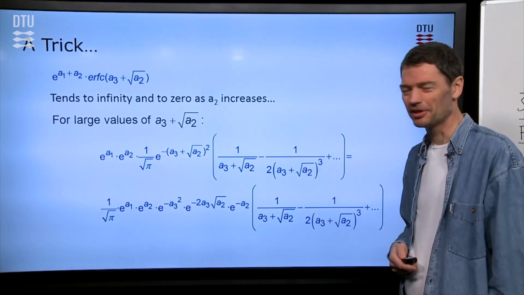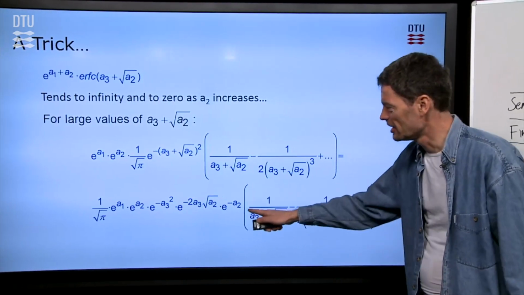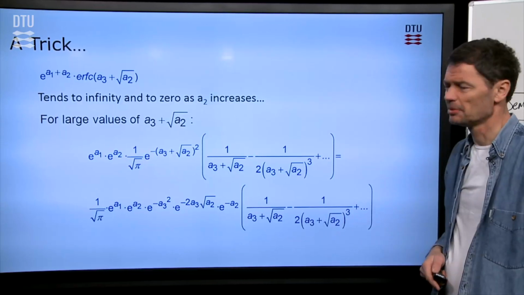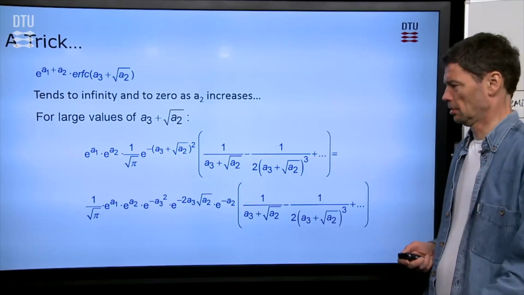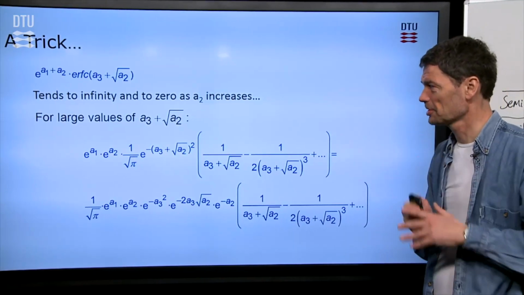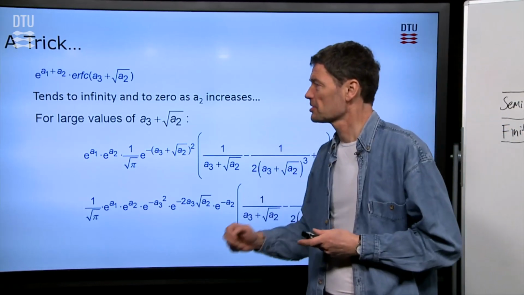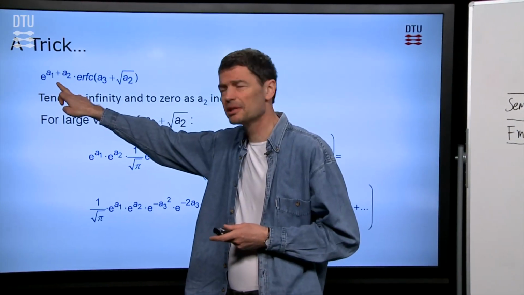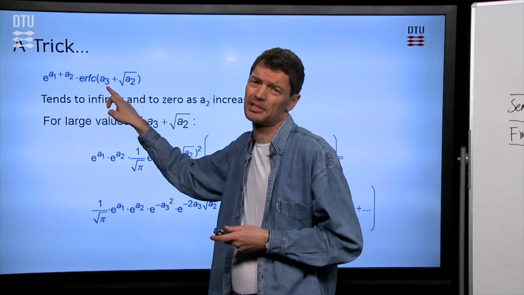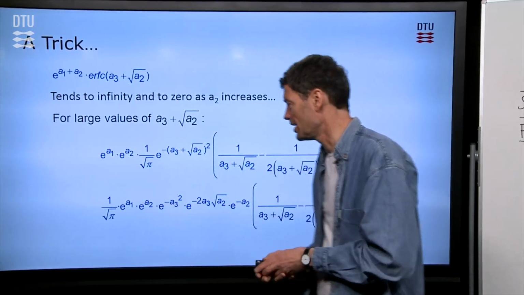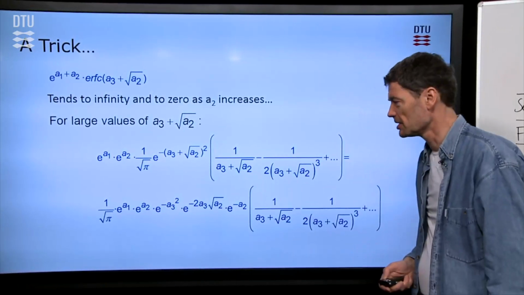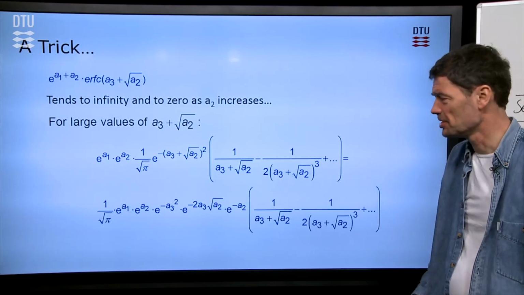You can check me if I've done it correctly, but then it leads to this equation I have down here in the bottom. Rather complicated, you might say, but the interesting thing is that this notion about something with the exponential that tends to infinity, the complementary error function that tends to 0, where does it lead? Let's see if something eliminates here when we have inserted these approximations.